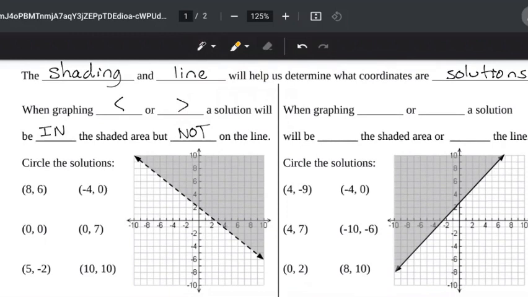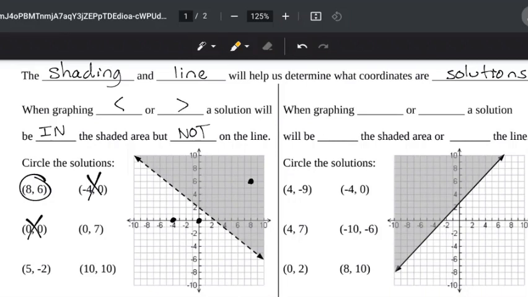So circle the solutions. We're going to plot the points and circle them if they end up being a solution. So we have 8, 6. So we go over to the right 8, and we go up 6. And that coordinate is in the shaded region. So we're going to circle it. It is a solution. -4, 0. We go left 4, up 0. It is not in the shaded region, so it's not a solution. 0, 0. Same deal. It is not in the shaded region, so it's not a solution.